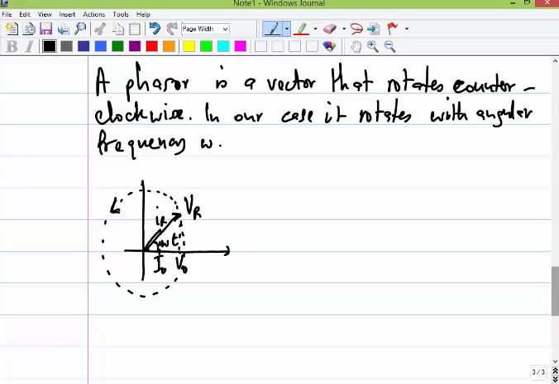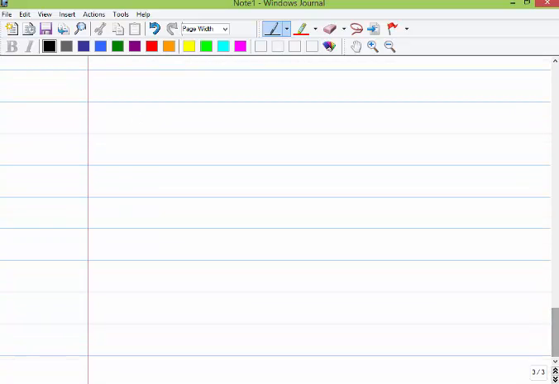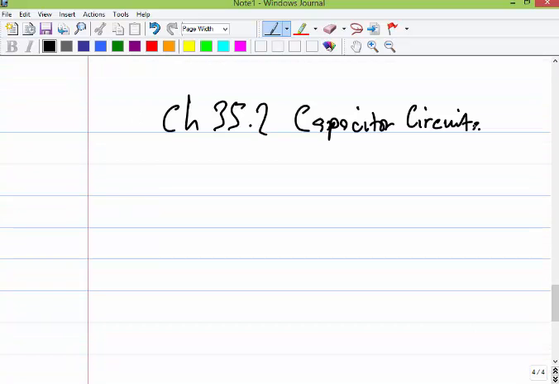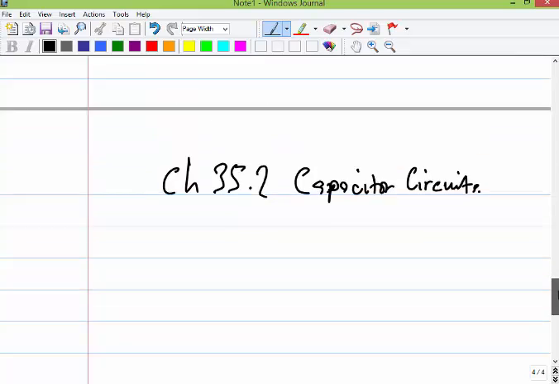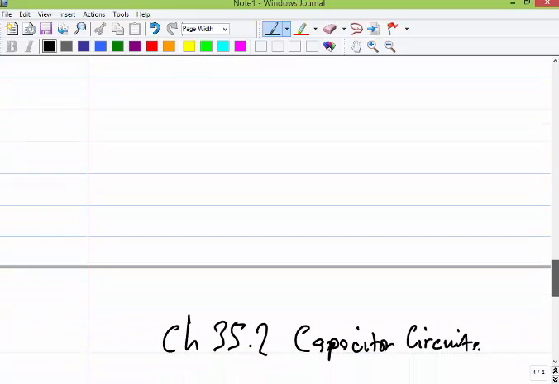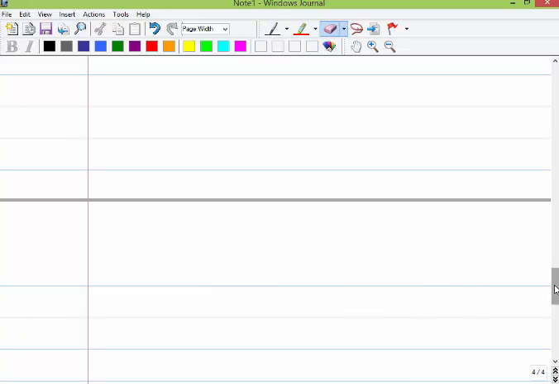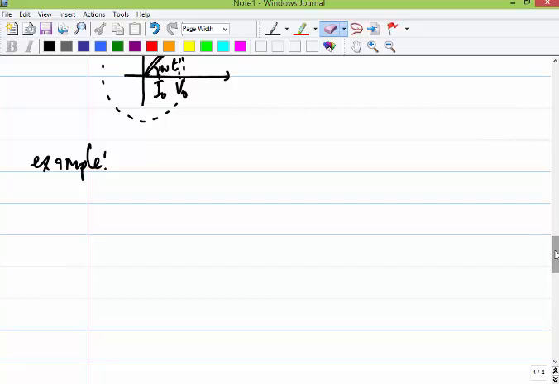Let's go to the next section, which is 35.2, capacitor circuits. Let me do it on a different page. Maybe before we do that, we should do a quick example. Let me delete what I've put here so we can do the example first. I was thinking to do it at the end, but I want to separate the example. So let's do the example here.